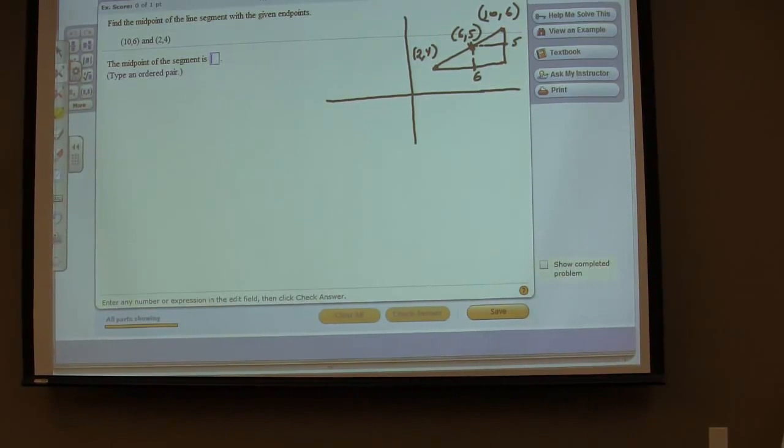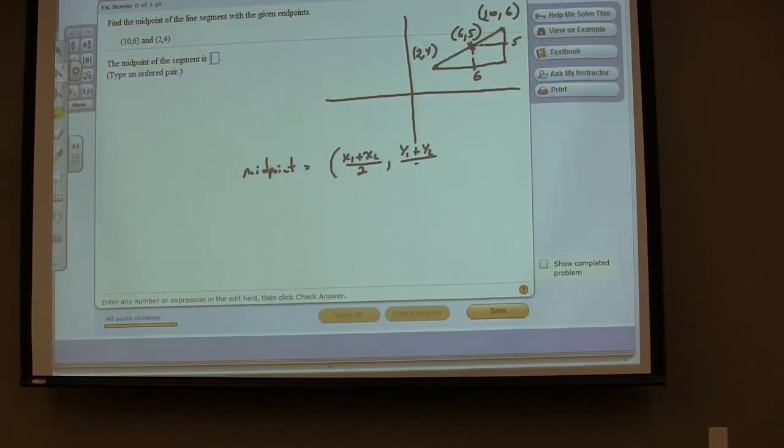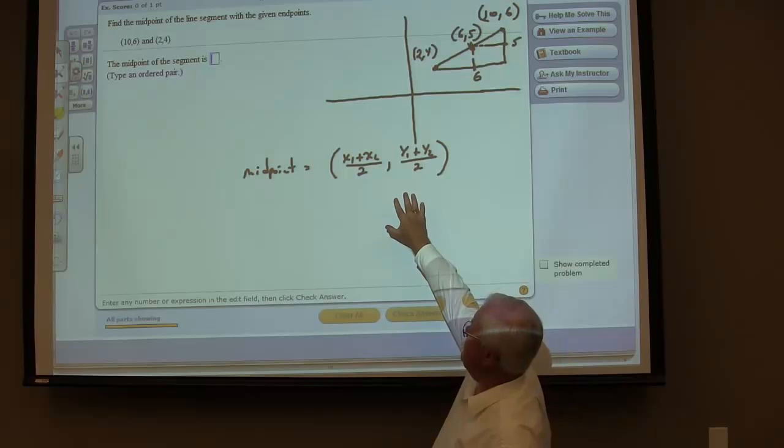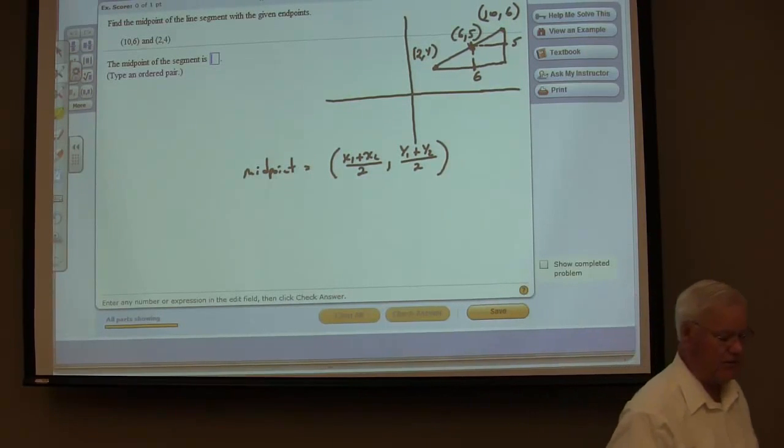So how do we show that mathematically? What we do is we say that the midpoint is equal to x1 plus x2 over 2, comma, y1 plus y2 over 2. We added them together and divided by 2. That gives us the 2 points. And of course, this is described as a coordinate pair now, x comma y. And that'll give you then the midpoint.